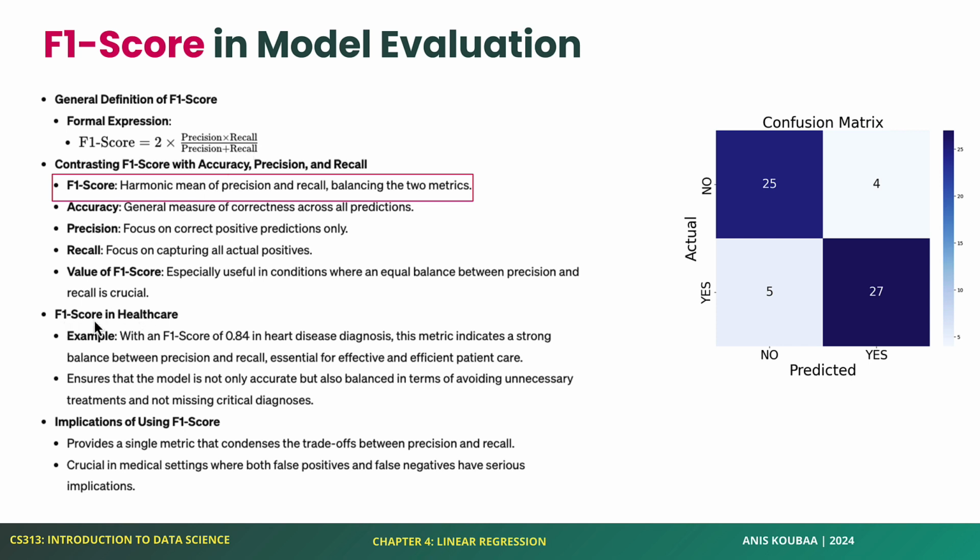And in our case, the F1 score in healthcare, with a value of 84% in the heart disease diagnosis, indicates a strong balance between precision and recall because it's high. Okay? This is essential for effective and efficient patient care. It ensures that the model is not only accurate, but also balanced in terms of avoiding unnecessary treatments and not missing critical diagnoses.